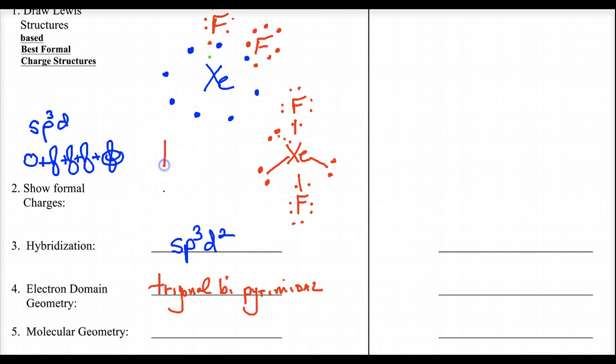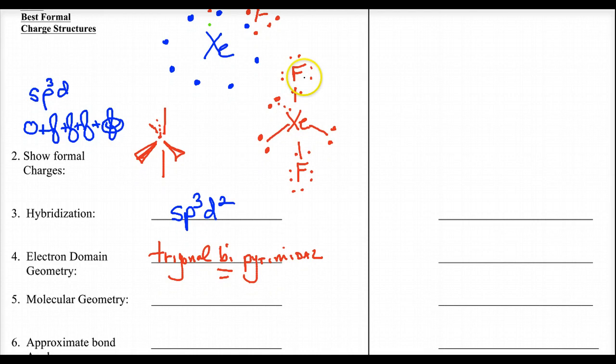So if I had this top, I had one coming at you, another one coming at you, and then one into the board. If you can see that, then you would see it's a top. This is the top of a three-sided pyramid. This is the other top of a three-sided pyramid. So it's bipyramidal.